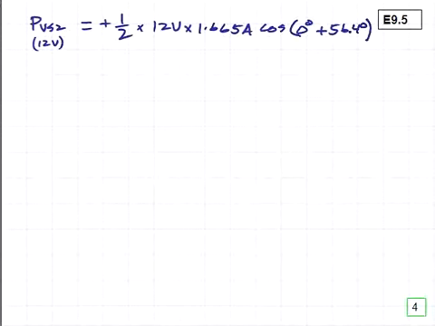Now we can proceed with the calculation of the power associated with VS2, which is the 12 volt source, and that will equal plus 1/2 times the 12 volts times 1.665 amperes times the cosine of the difference in phase angles between the voltage and current phasors. And P 12 volt will equal 5.53 watts. This is a positive absorbed value.